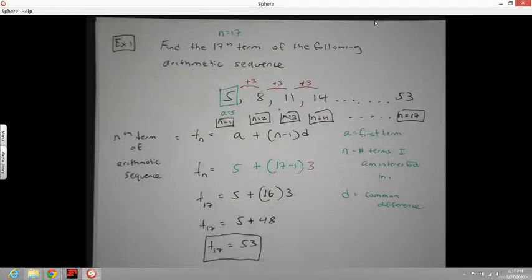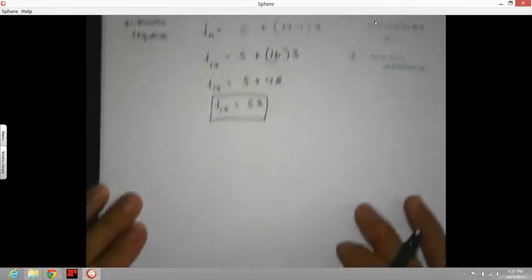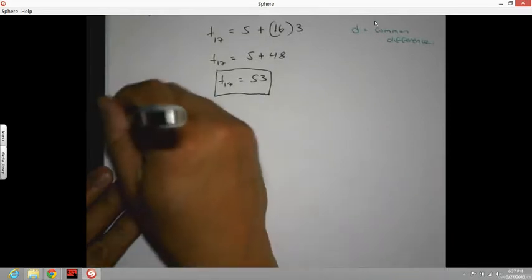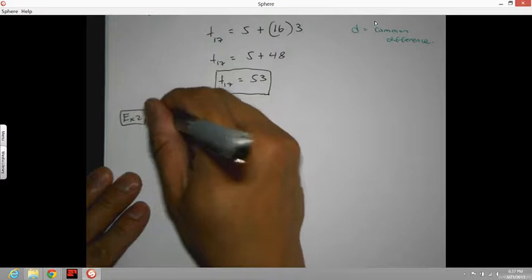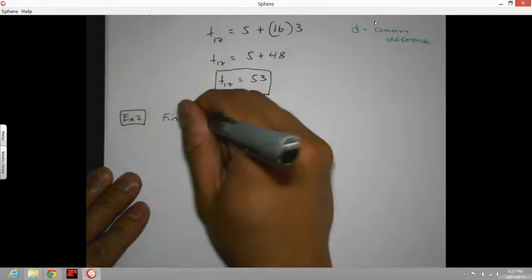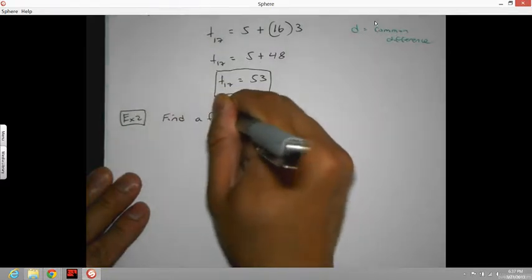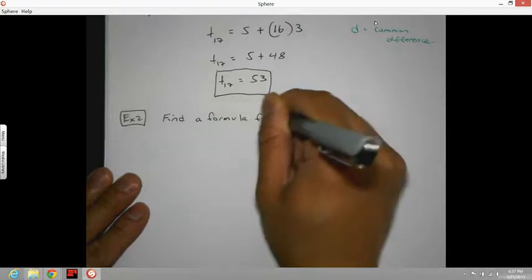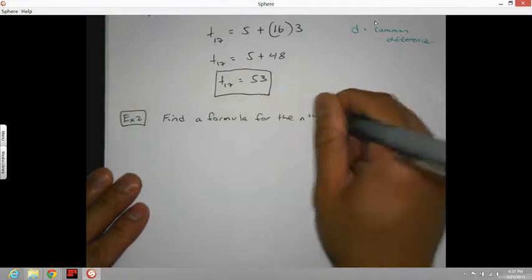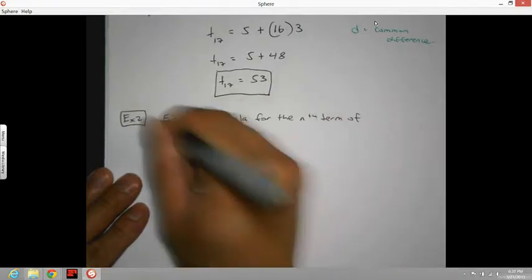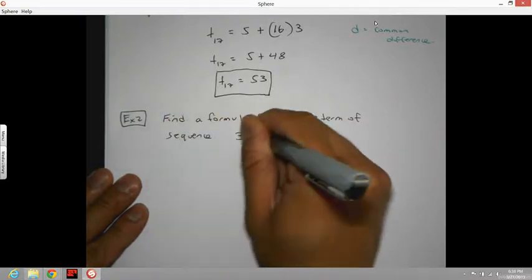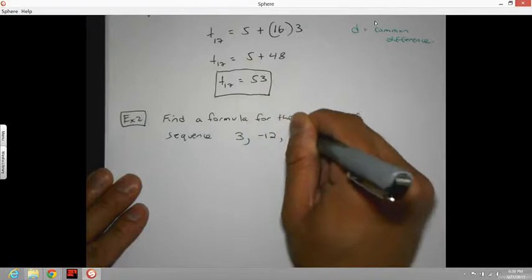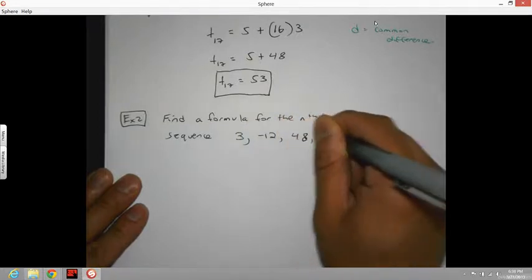All right, let's do the next problem here. So that was example 1. Let's do example 2. Example 2, and again, I'll pause, or you should pause, and try to find the formula that works for you, okay? Find a formula for the nth term of the sequence 3, negative 12, 48, negative 192.